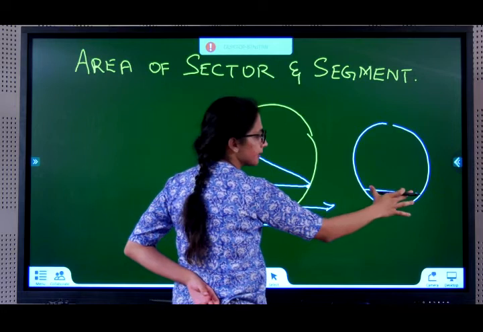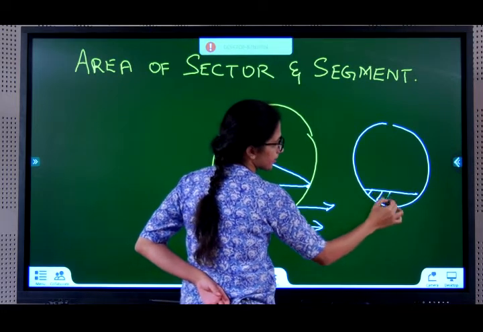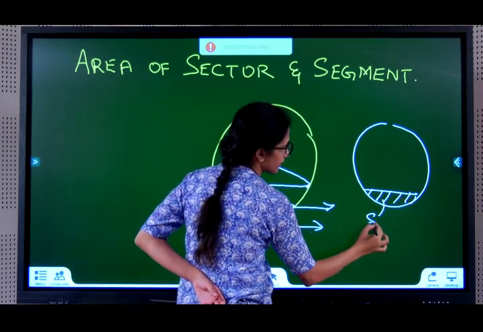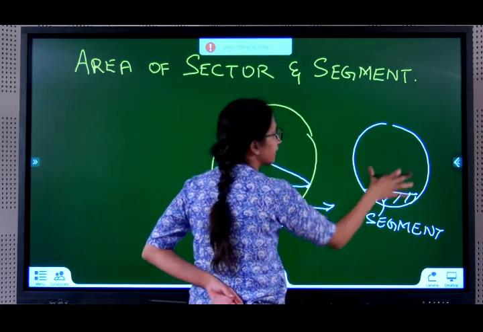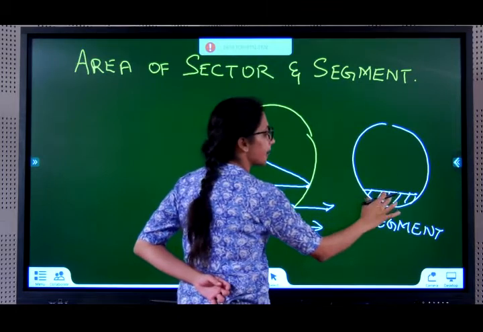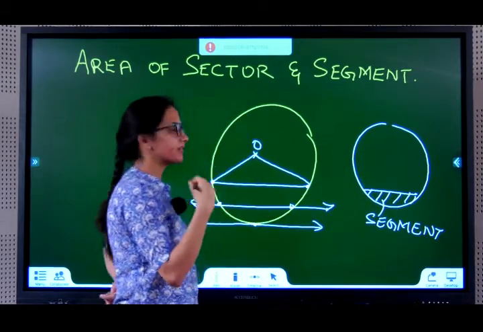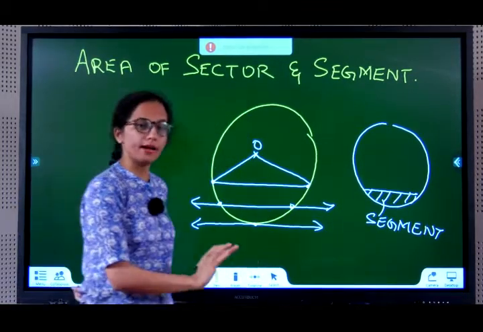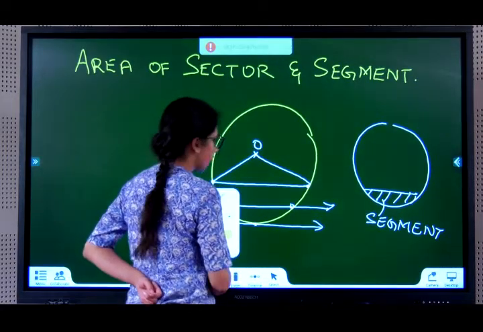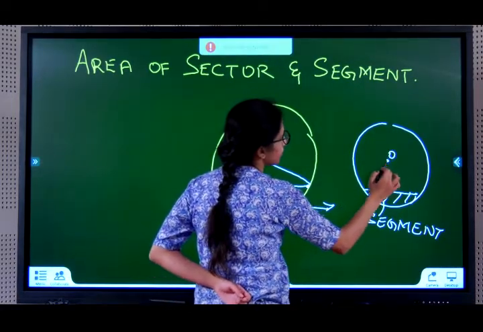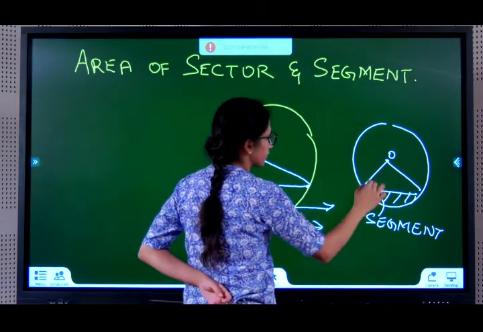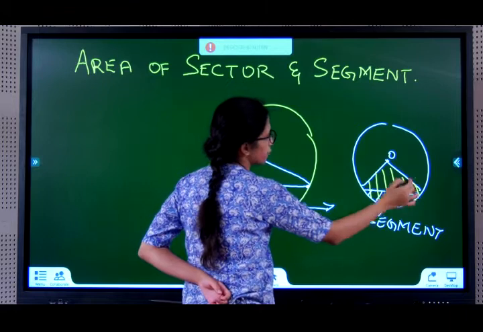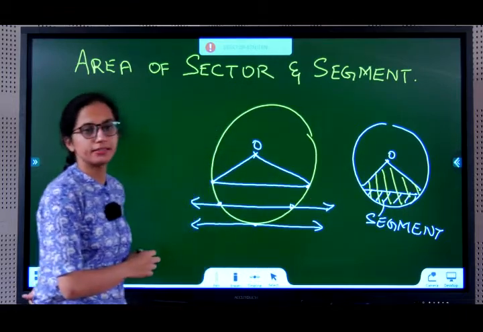This is a chord. This is called a segment. Which segment? This is the minor segment, this is the major segment. If I simply use the word segment, I mean the minor segment. If I join this to the circle center, this whole region is called a sector.